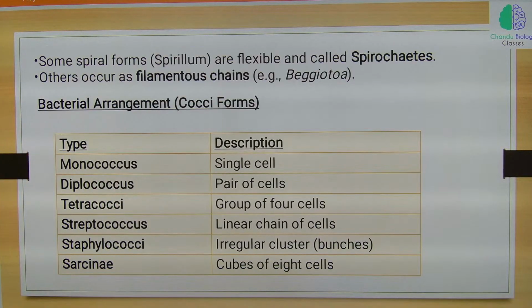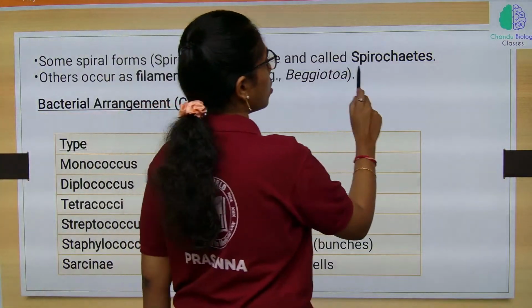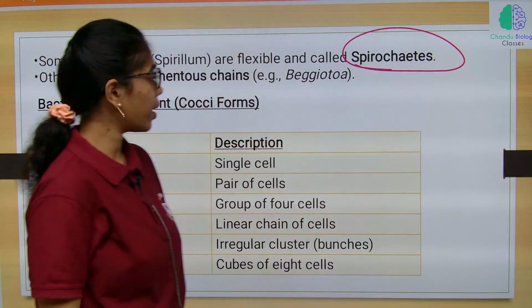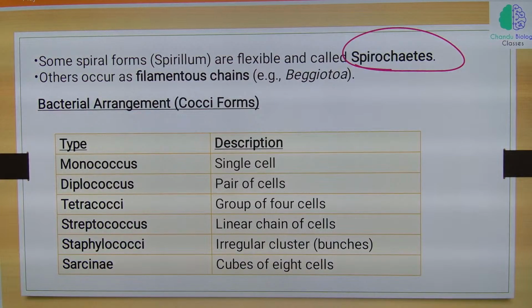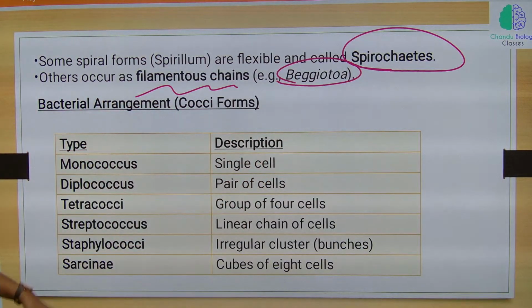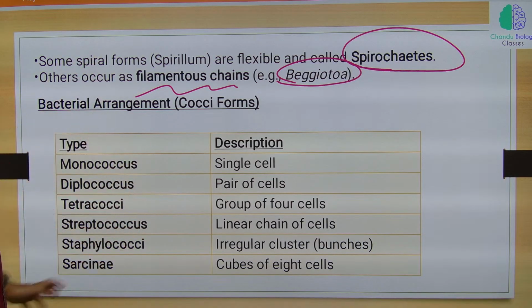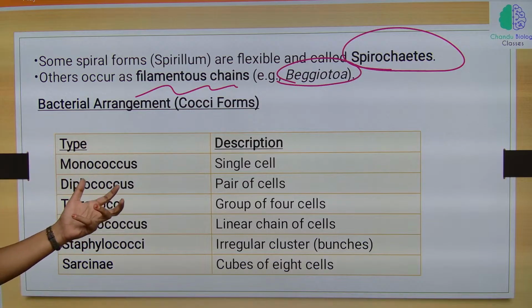Some spiral forms, for example spirillum, are flexible and are called what? Spirochetes. Others occur as filamentous chains, for example Beggiatoa. Some are in the spiral form, spirochetes, and some occur in filamentous chains, Beggiatoa. Now bacterial arrangement: coccus forms, bacilli, vibrio, we have these many types.